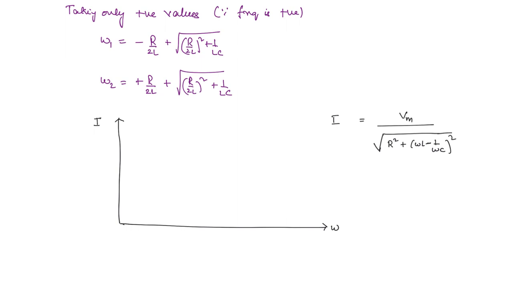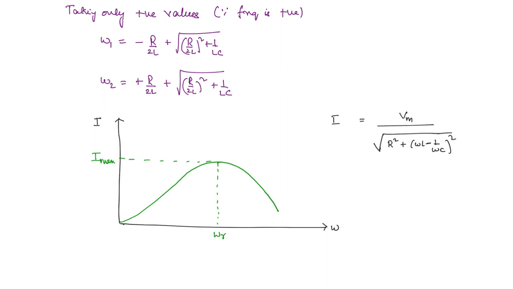Okay, so this is called the frequency response. It will come out to be something like this. It will go to a maximum and then it will start coming down. So where will the maximum value occur? This current will be maximum when the resonant condition is achieved, that is, at resonant frequency.